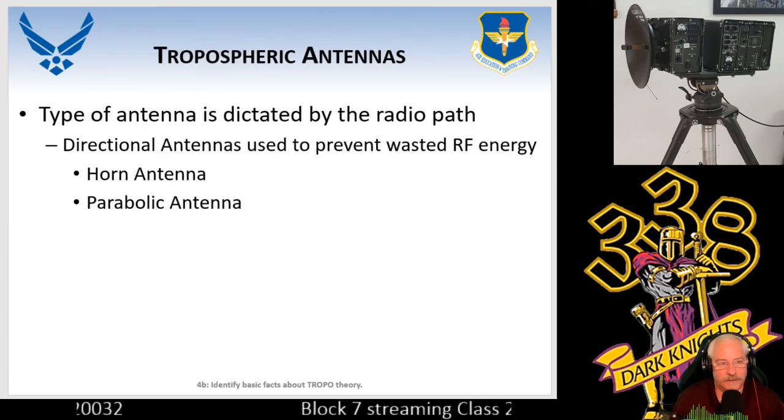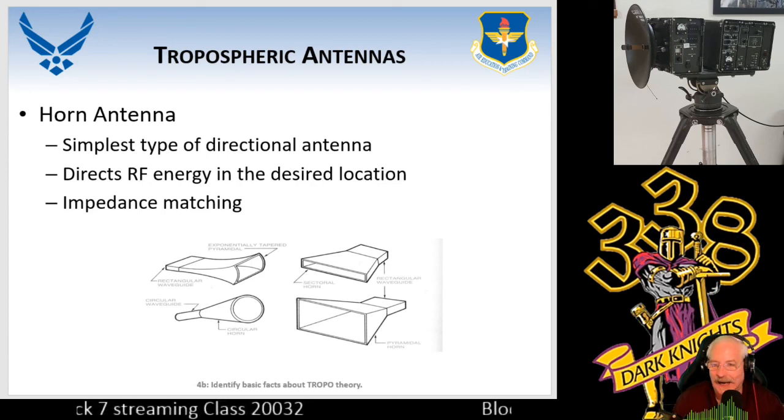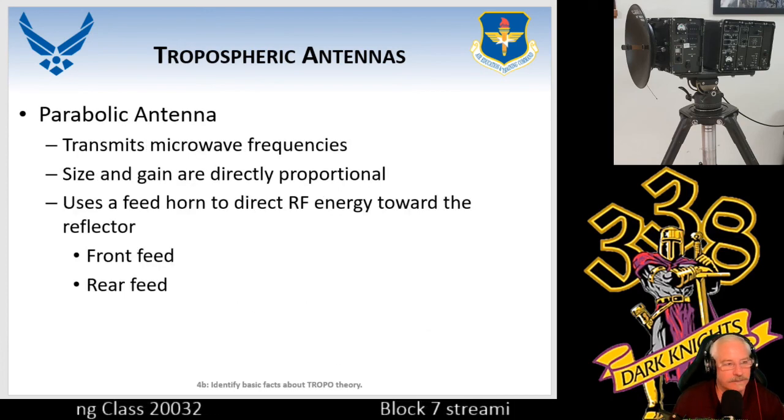Again, there's a couple different types of antennas out there that we look at. One's called a horn, the other one's called a parabolic. And the idea here is to get all that energy to focus in on the antenna. The horn, you've seen this back in Block 4. It is the simplest type. It directs energy in the desired location. In other words, it's focusing in on that very small antenna. And it does have some impedance matching characteristics.